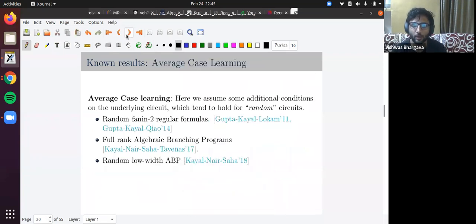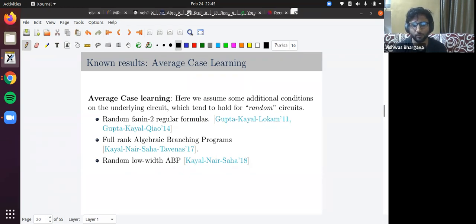All right. So now moving on to average case learning. Average case learning here basically means that apart from the promise that the polynomial comes from a circuit class, there are some additional conditions that I'll assume my circuit has. We'll see a bunch of examples later. And those conditions I'll somehow show they hold for random circuits. So this is what we'll mean by average case learning.